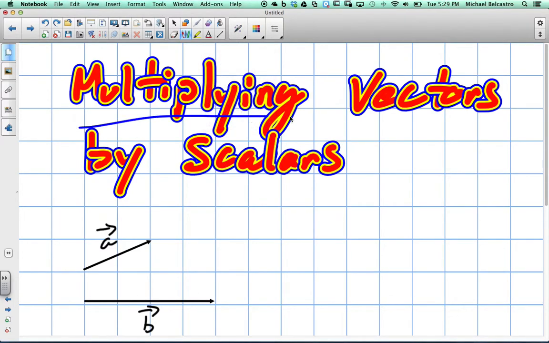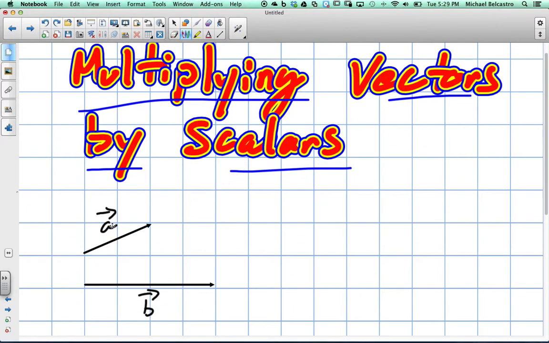Okay, so multiplying vectors by scalars. Now, a scalar itself is just a number. It's not a vector. And when we multiply a vector by a scalar, we're increasing the magnitude of the vector. The direction of the vector has no influence on it. It's actually parallel. And a lot of times they'll call scalar vectors collinear.